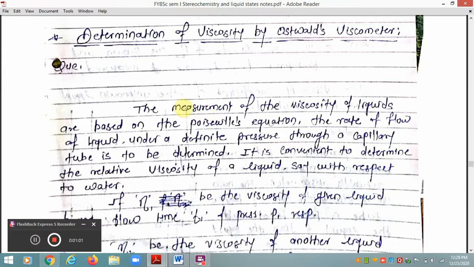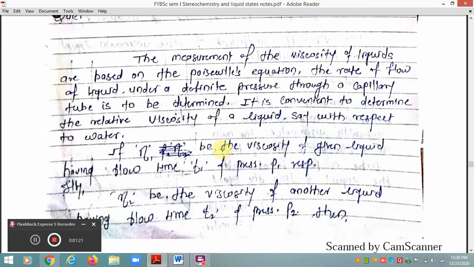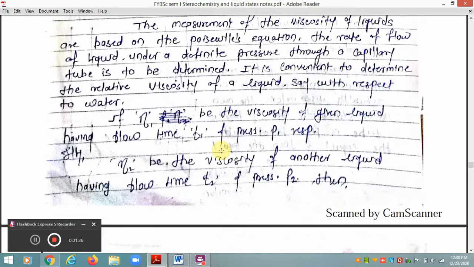about the determination of viscosity by a viscometer, which is called the Ostwald viscometer. In this method, the measurement of viscosity of a liquid is based upon Poiseuille's equation, which gives the rate of flow of liquid under a definite pressure through a capillary tube, and it is convenient to determine the relative viscosity of a liquid rather than the exact viscosity. For that purpose, we are going to use water to determine the relative viscosity of the given solution.